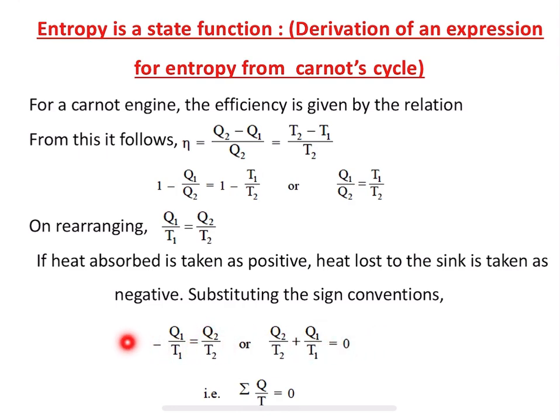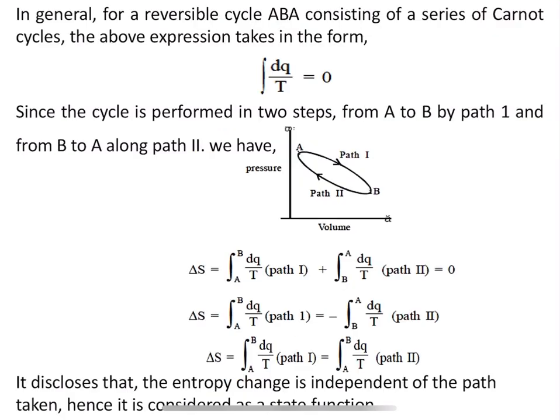So we can interchange the sign convention, that is the summation of q divided by t will be equal to 0. In general, for a reversible cycle ABA consisting of a series of Carnot cycles, the above expression takes the form of an integral. So we are going to integrate the above expression.